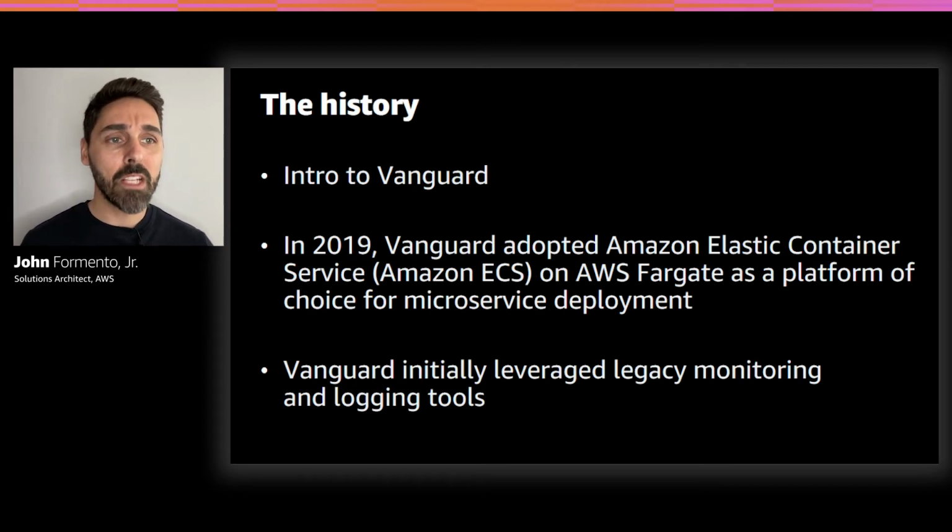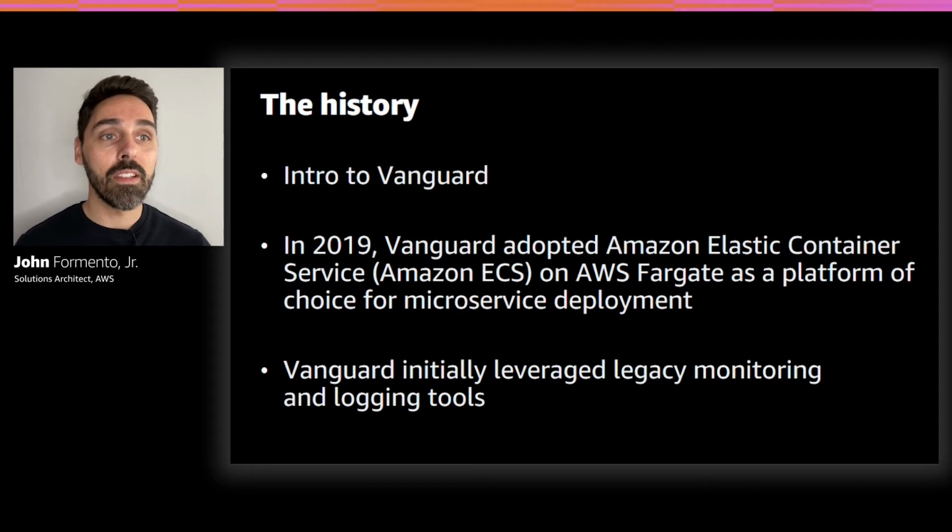And so, as part of this migration from an on-premise legacy container platform onto ECS and Fargate, Vanguard initially started leveraging some of the traditional monitoring and logging applications that they were leveraging for this legacy platform. And we all knew going into this that we'd have to reevaluate and adopt cloud-native monitoring, logging, and essentially observability tools to reach the full potential. And that's the story we're here to tell.